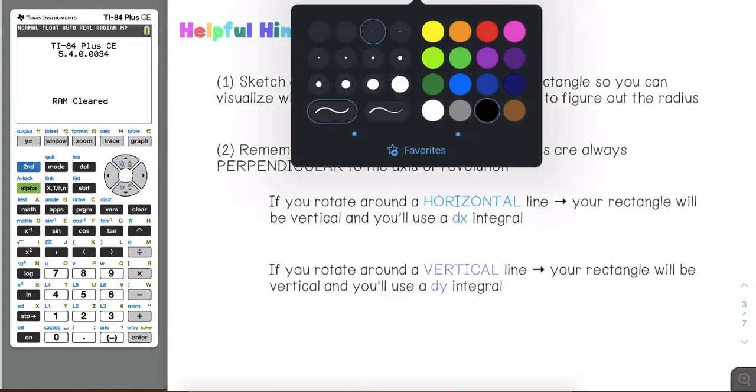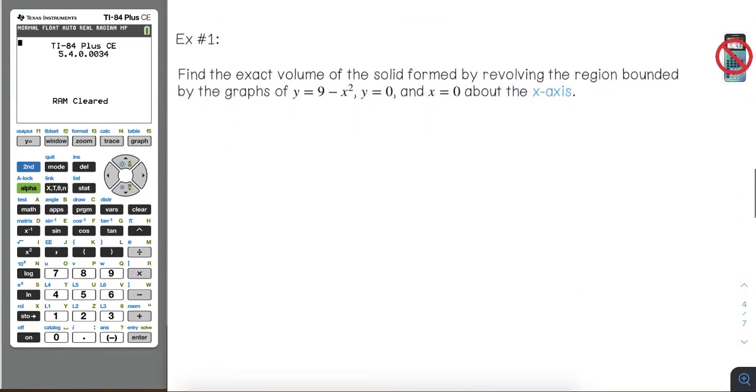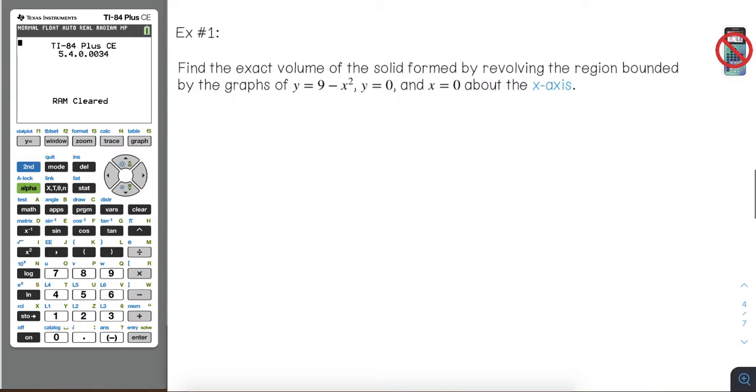So we're going to do some problems. The first problem we're going to do with no calculator. We're going to find the exact volume of the solid formed by revolving the region bounded by the graphs of y equals 9 minus x squared, y equals 0, and x equals 0. So that's the x and the y axis. I'm just going to draw a little graph real fast.